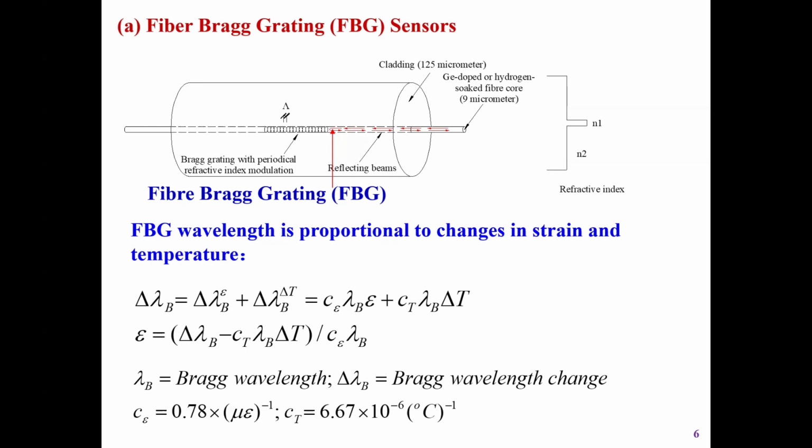So from these equations, we can get the strain, because engineers and scientists are more interested in the strain. Strain is related to many other parameters I will discuss later, okay? So then we can determine strain by this formula: delta lambda B we know, this we know, temperature we assume we know, so this can be determined, okay?